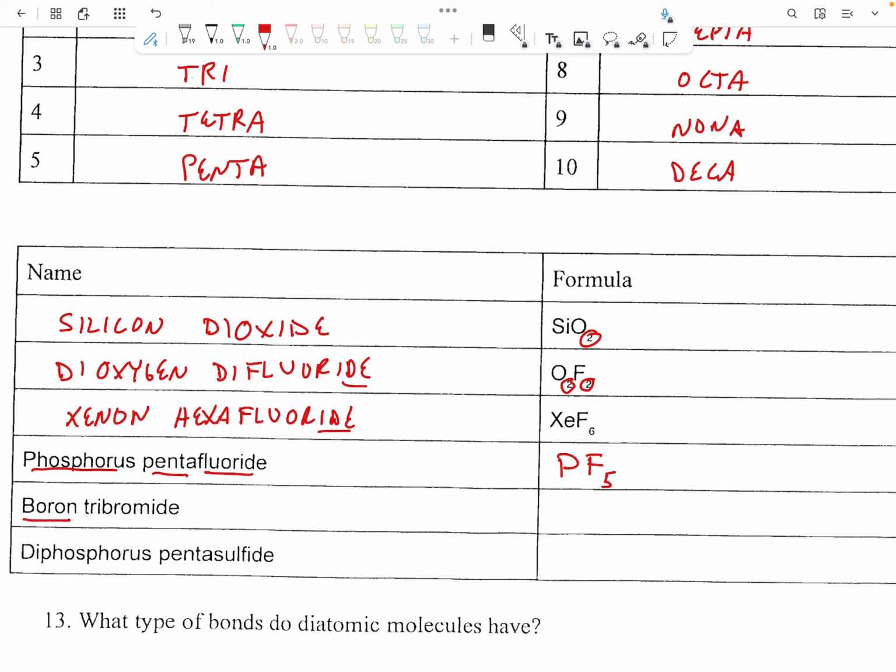Boron, put a B. Bromide is bromine, so put Br. And then tri, put a 3 right there. 3 means tri. Tri means 3. Diphosphorus pentasulfide. Phosphorus yet again. We have di, which is going to be 2. We have sulfide, which is sulfur. And we have penta, which is going to be 5. And there you are. That's how you name those things.